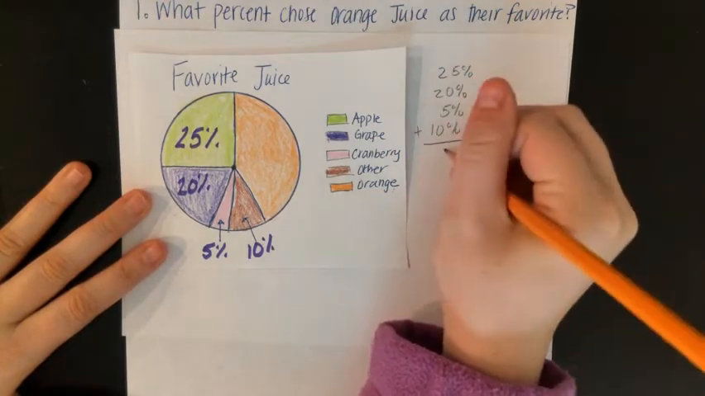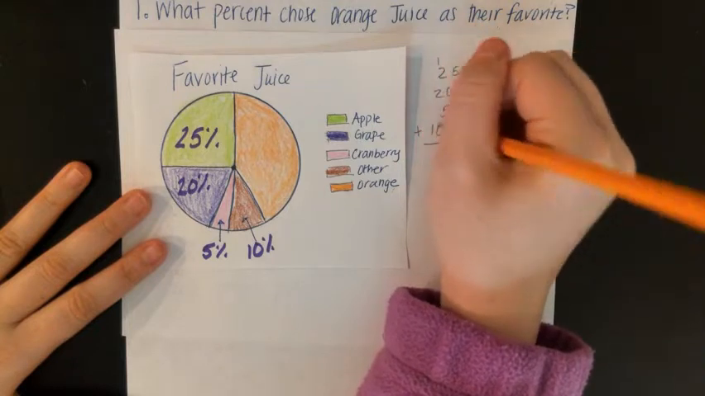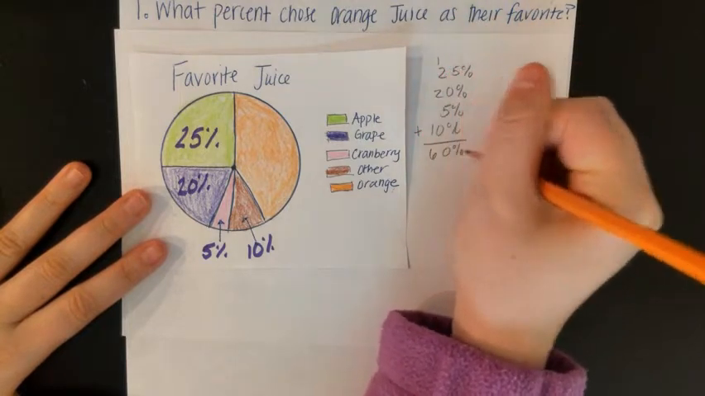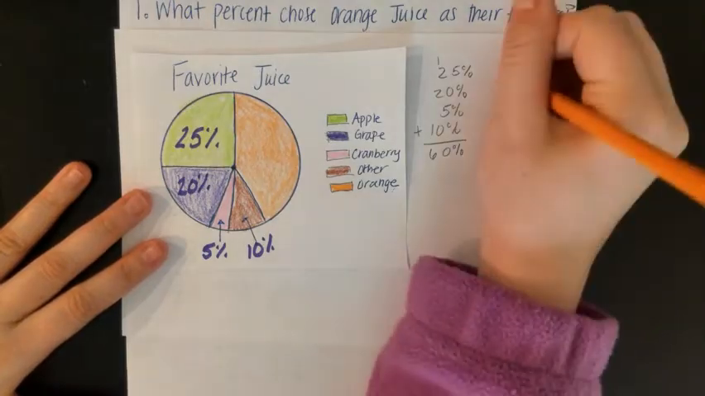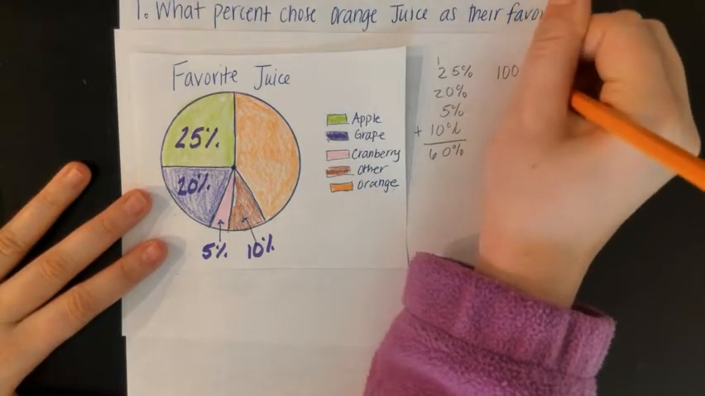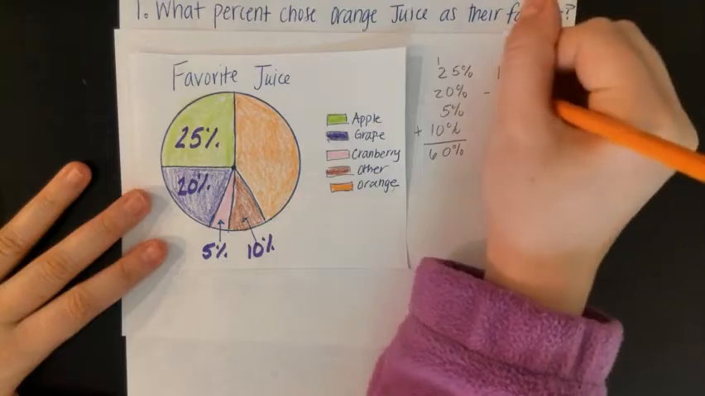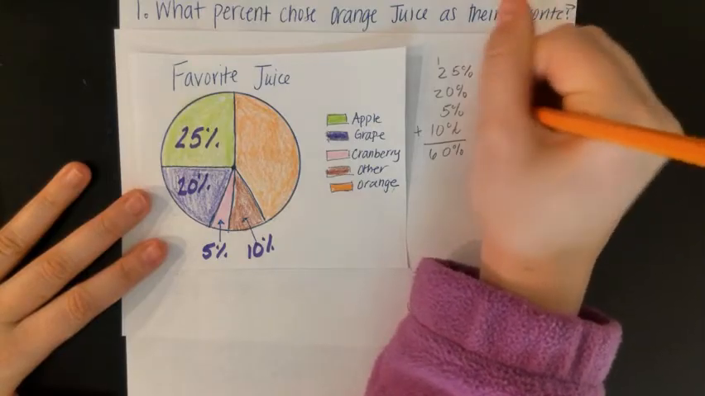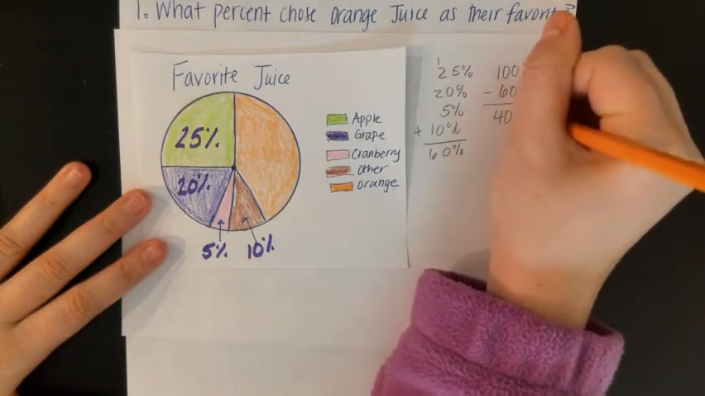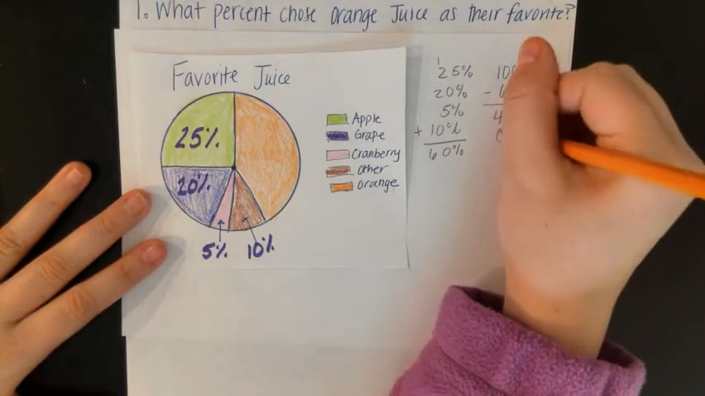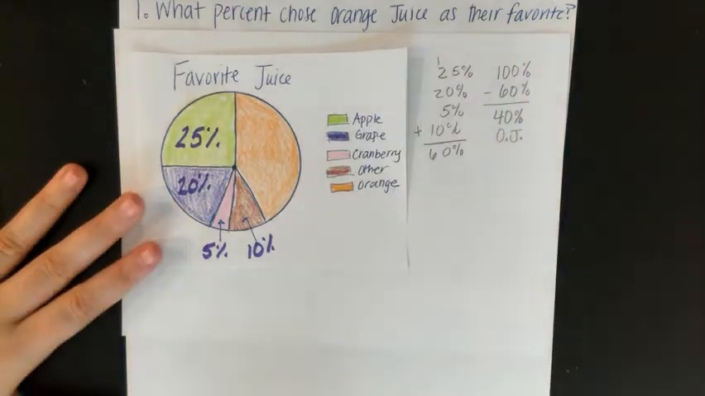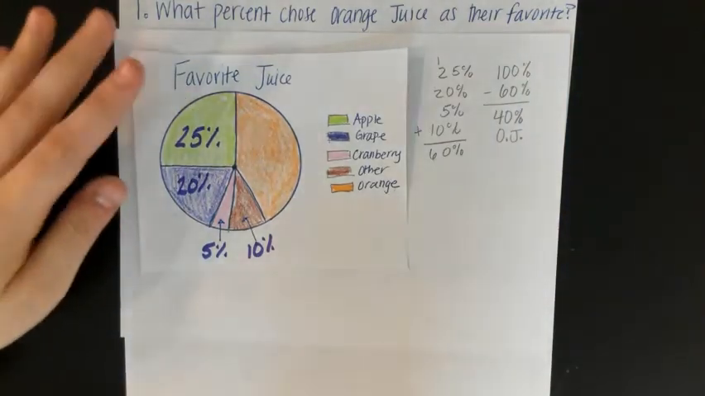5 plus 5 is 10. Carry the 1. 1, 2, 3, 4, 5, 6. So 60% did not choose orange juice. So to get the students that did choose orange juice, you're going to take all the students, which would be 100% of them, and subtract the ones that did not choose orange juice, and you would be left with 40%. So 40% of the students chose orange juice. Okay, let's move on to question number 2.